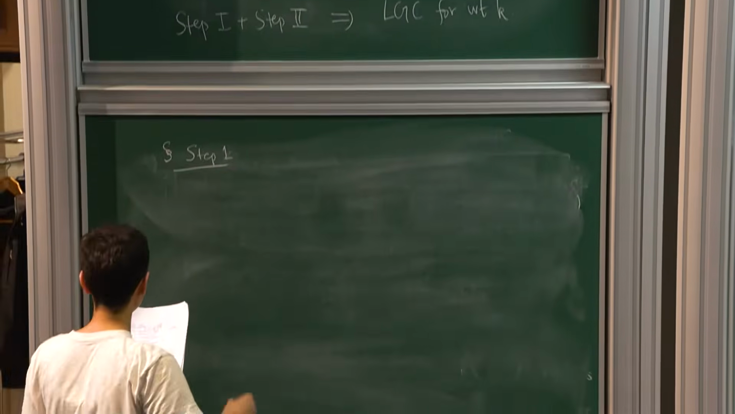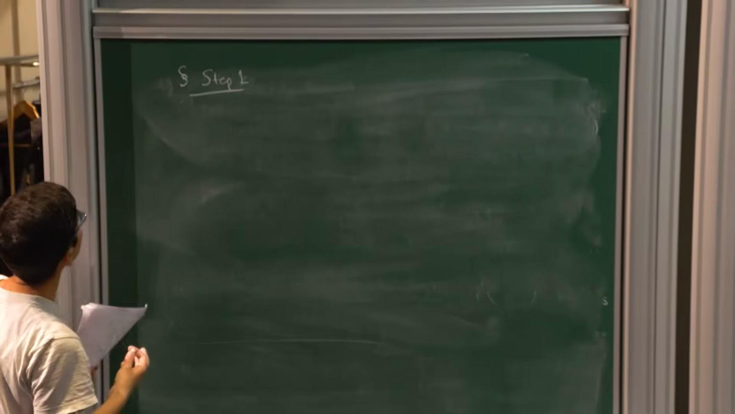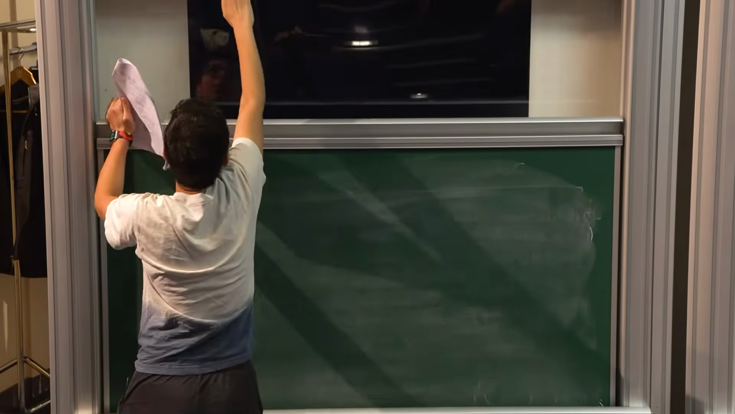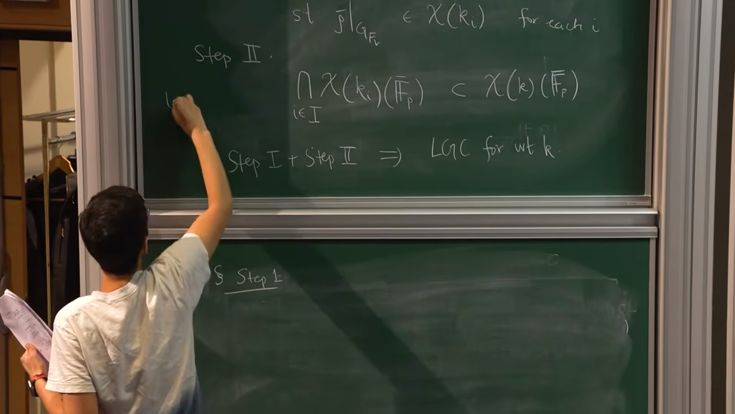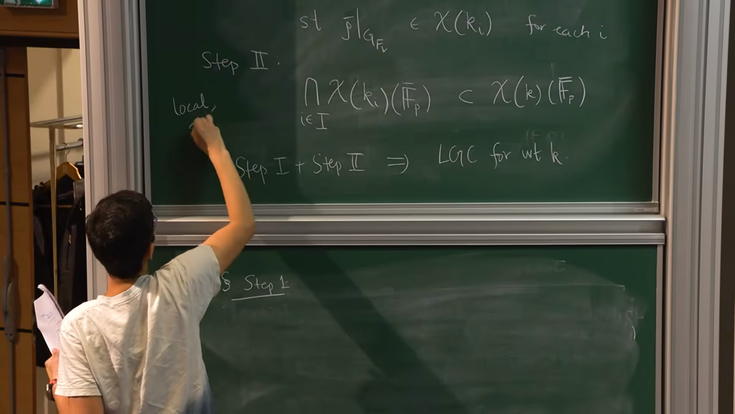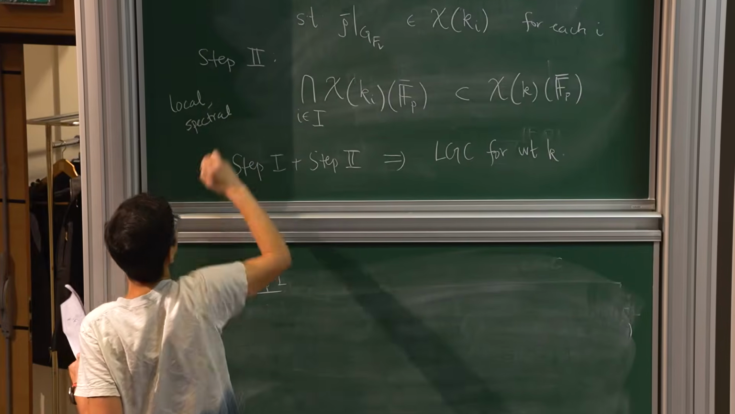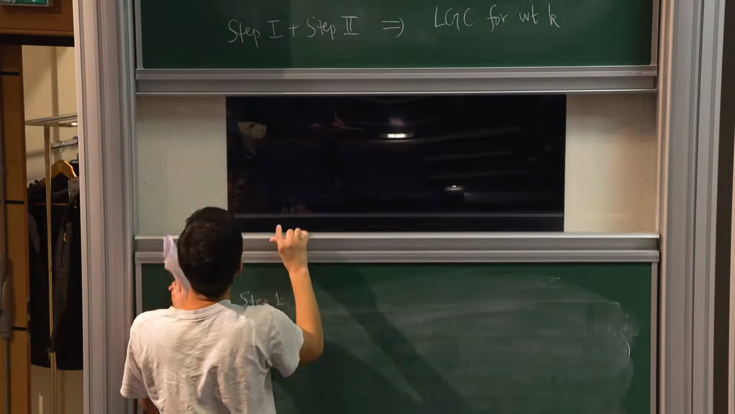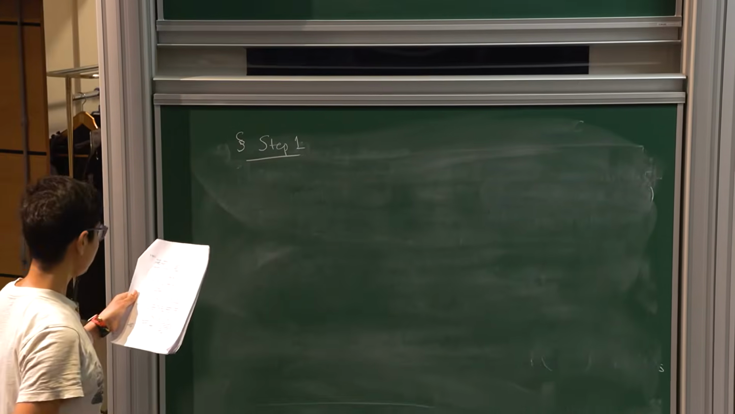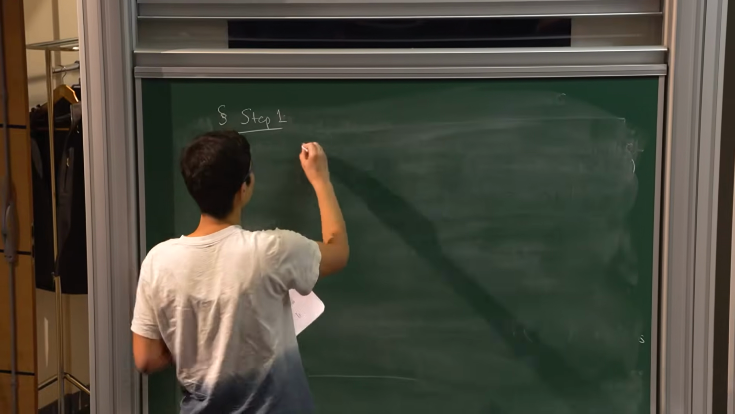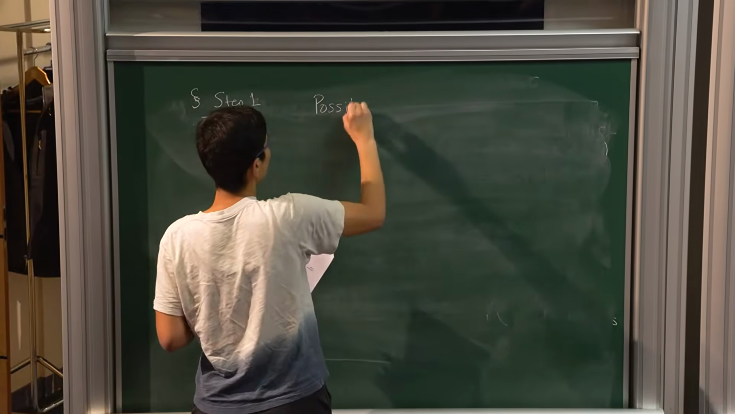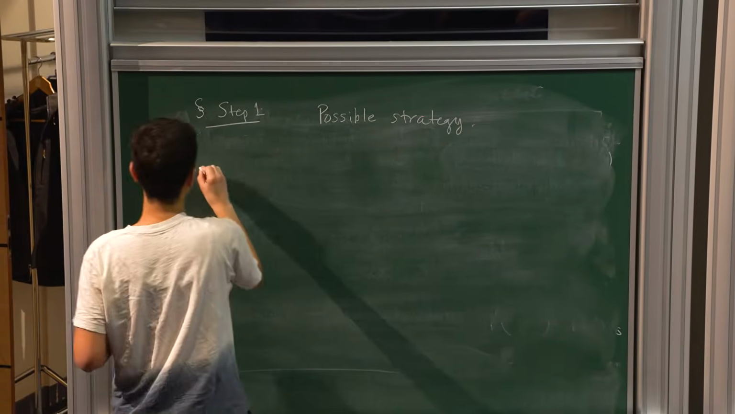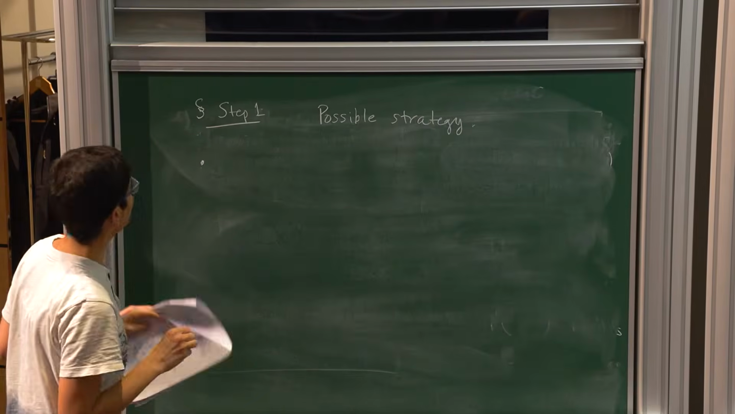All right, so for step 1, right, maybe I'll say one more thing. Notice that step 2 is a purely local statement on the spectral side. And step 1 is something global. Okay, so, right, so a possible strategy for step 1 is the following. So we do something called weight shifting.